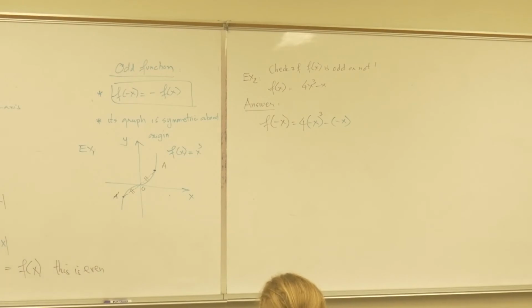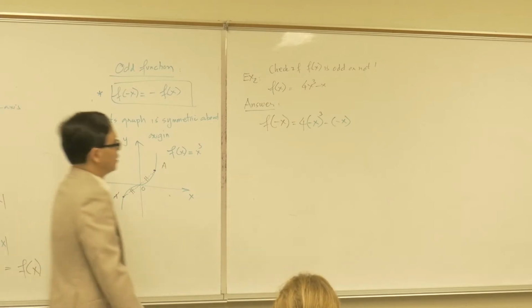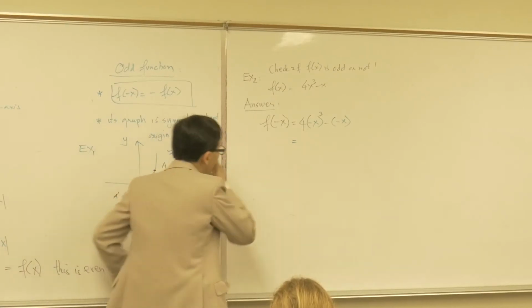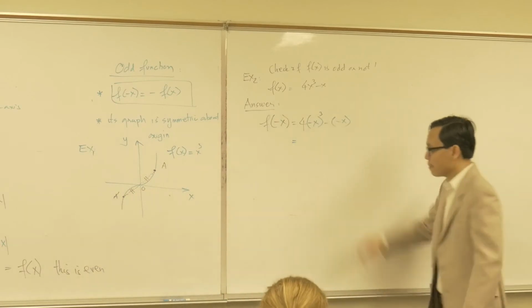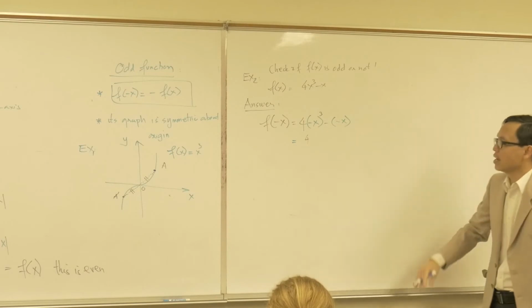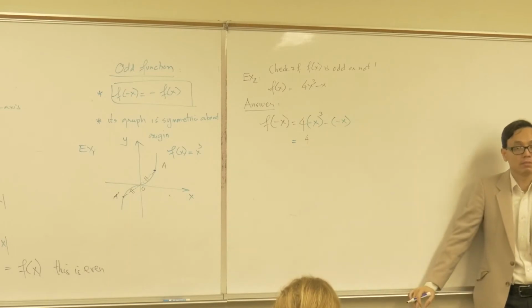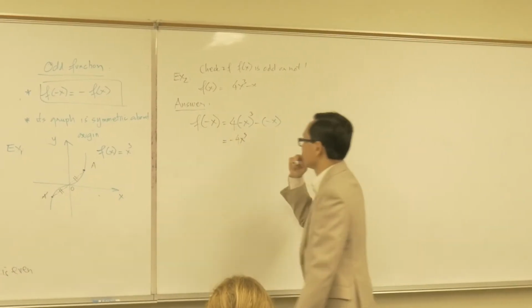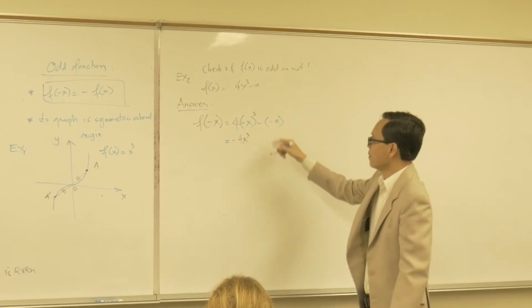Everybody see that? Okay. Now we have to simplify this. The number 4 is still there, yes. Negative x raised to the third power gives you negative x raised to the third power. Negative times negative becomes positive.